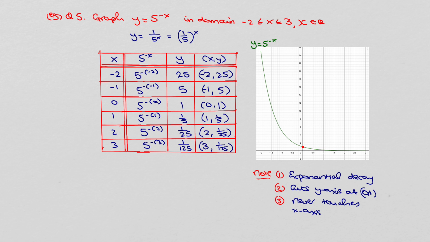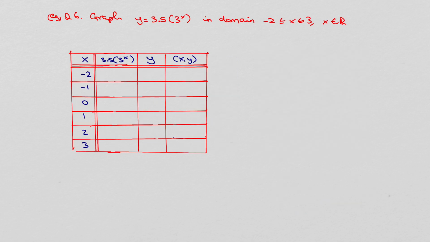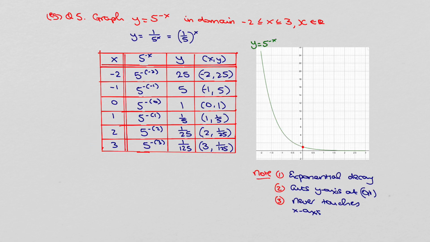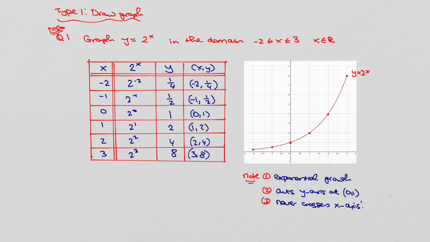Okay, so one last graph to sketch, and we're going to do question 6. This time we do have a coefficient in front of our exponential. We have 3.5 times 3 to the power of x, whereas in the previous one, the coefficient was 1, and also the coefficient was 1.